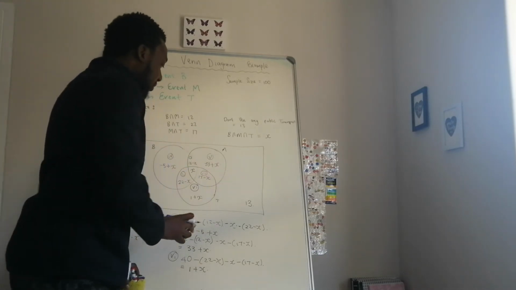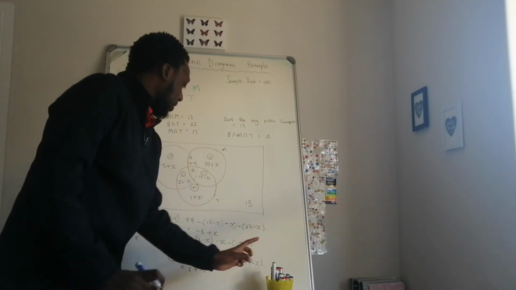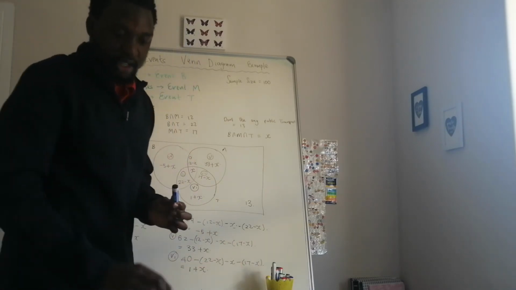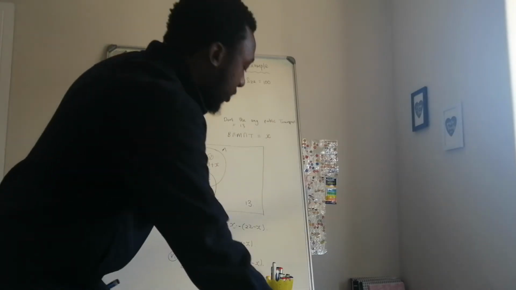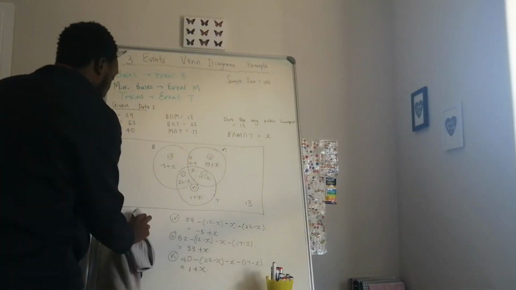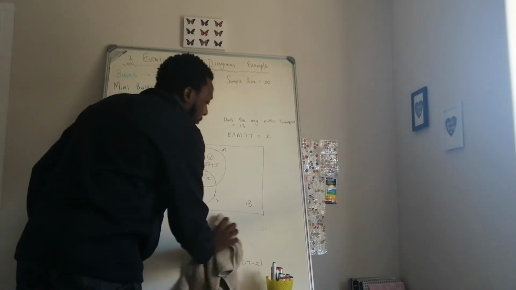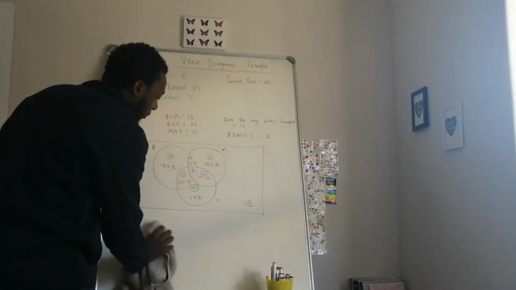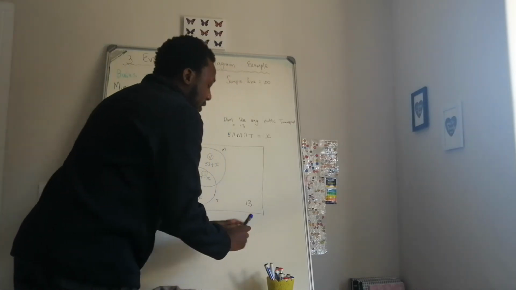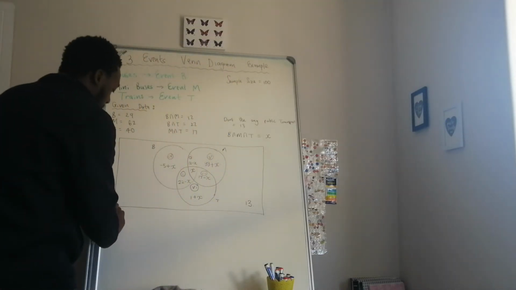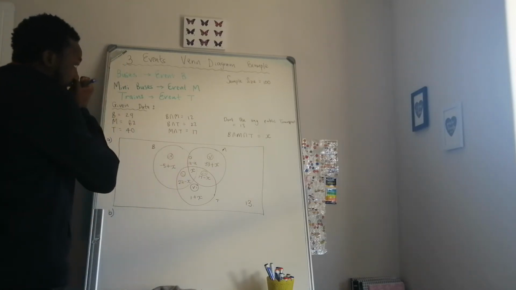Everything is in terms of x, right? And guess what the second question asks from us? B asks for us to solve what this x value is. So let me just erase all those calculations here. So B, we are asked to solve for what that x value is.